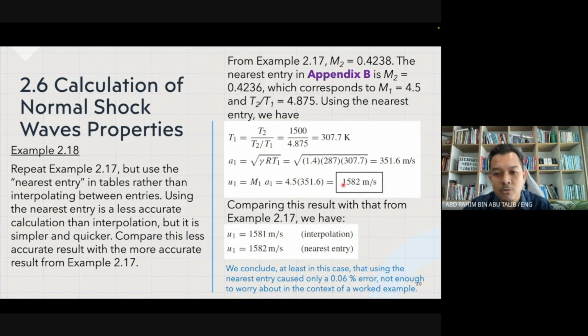So then the velocity becomes 1,582 meters per second. You compare the two results using the interpolation method and the nearest entry method, and you get very close to each other. Basically, it's 0.06% error. So not that significant, but for accuracy reasons, you will use the interpolation method. But for estimation, you can just live with the nearest entry method.